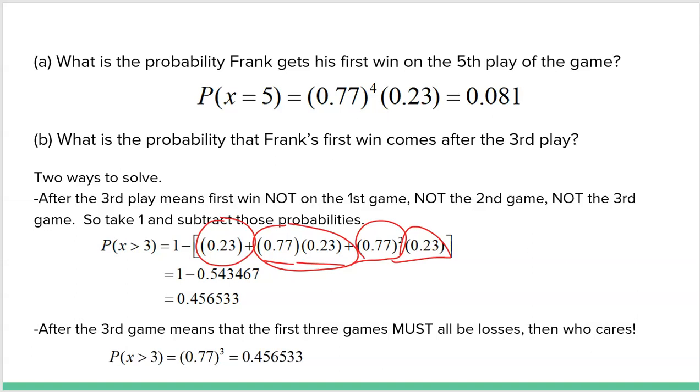0.77 to the third, and notice I get that same final answer, 0.456533, right away. Obviously much easier math, but for some kids a little bit harder to really comprehend what's happening there.